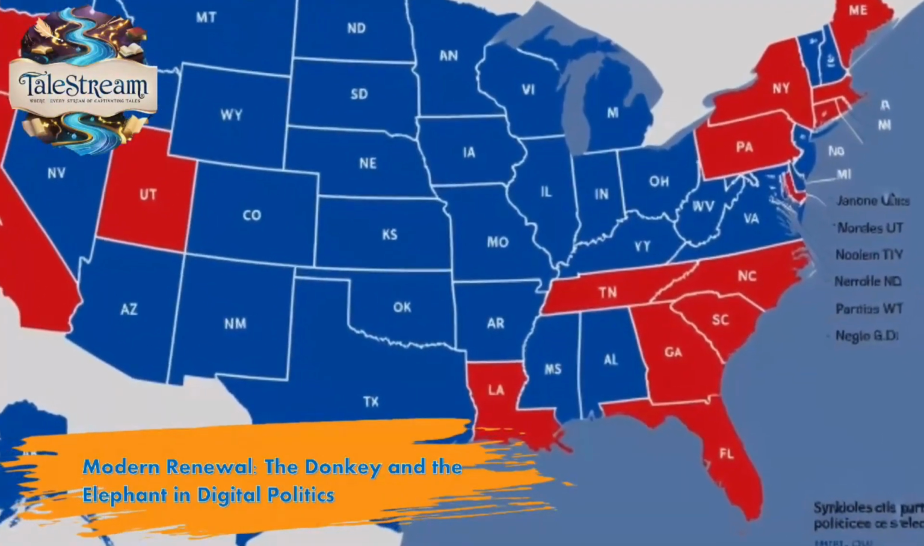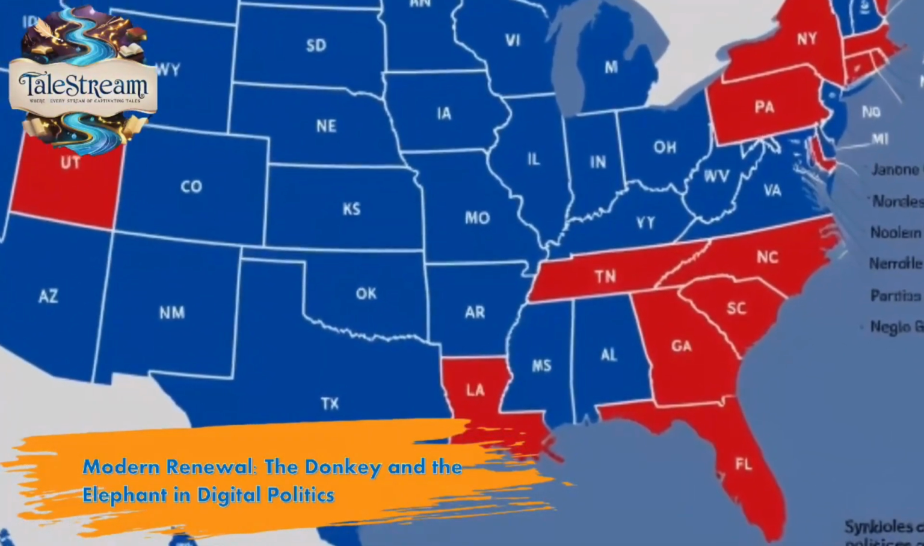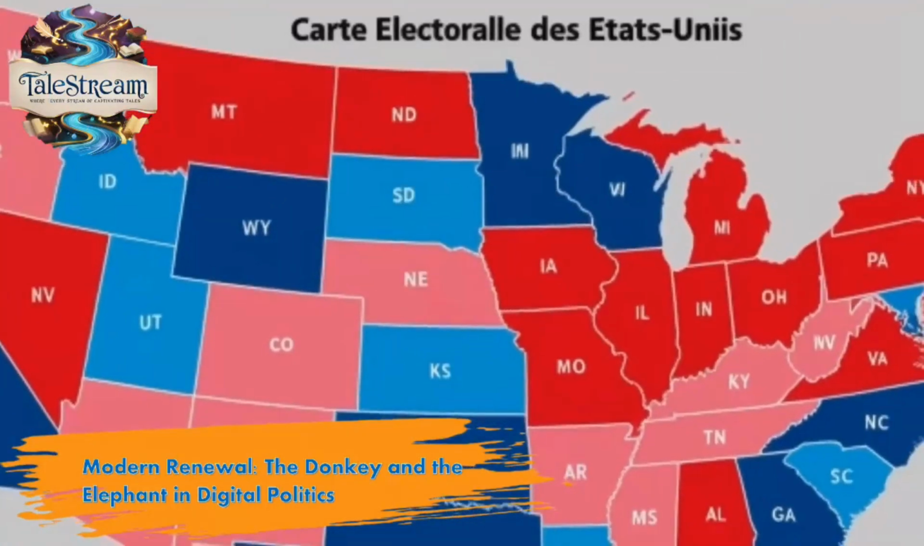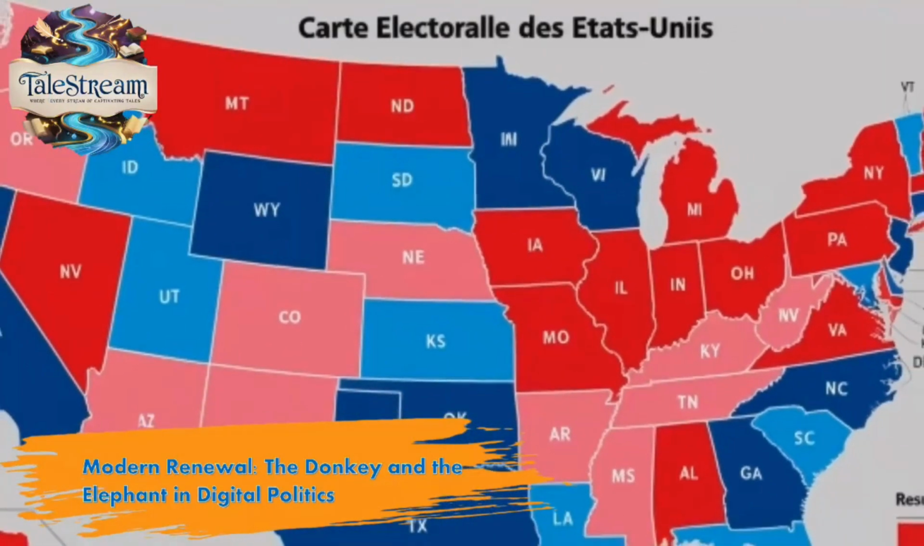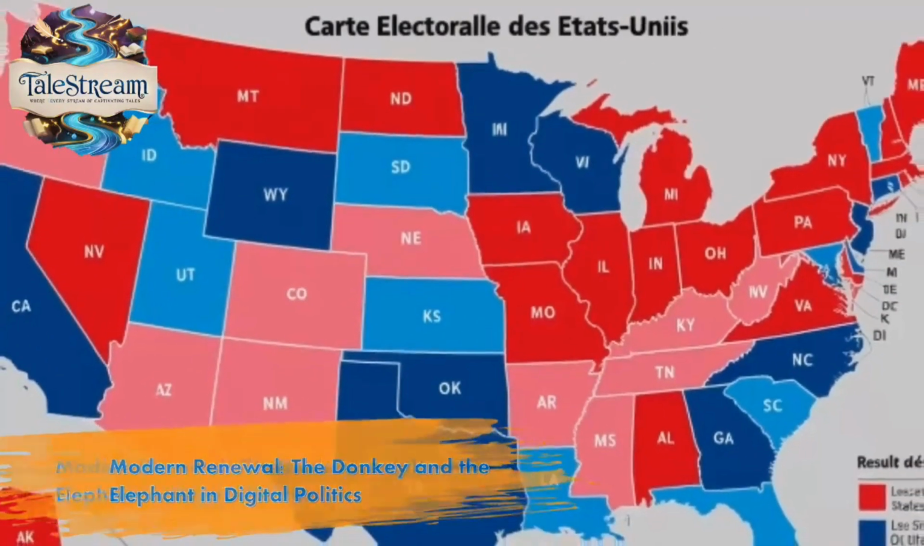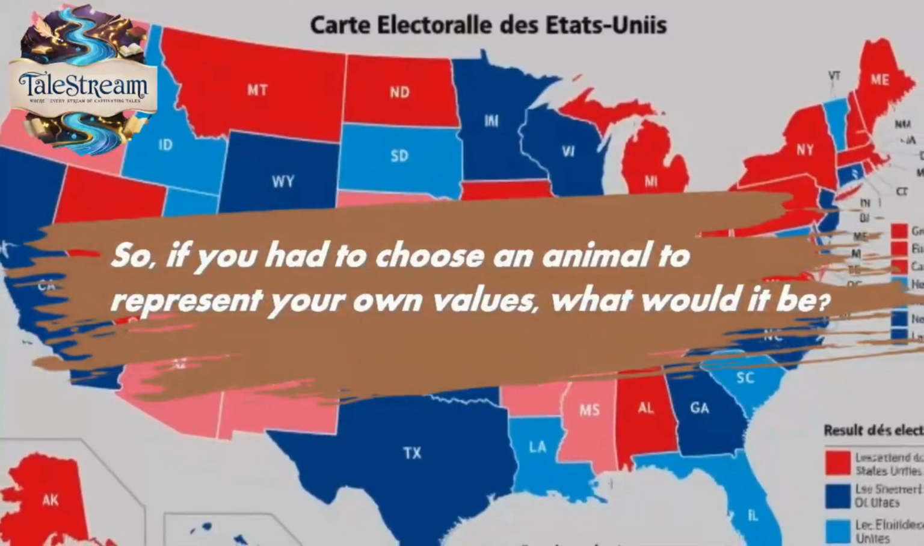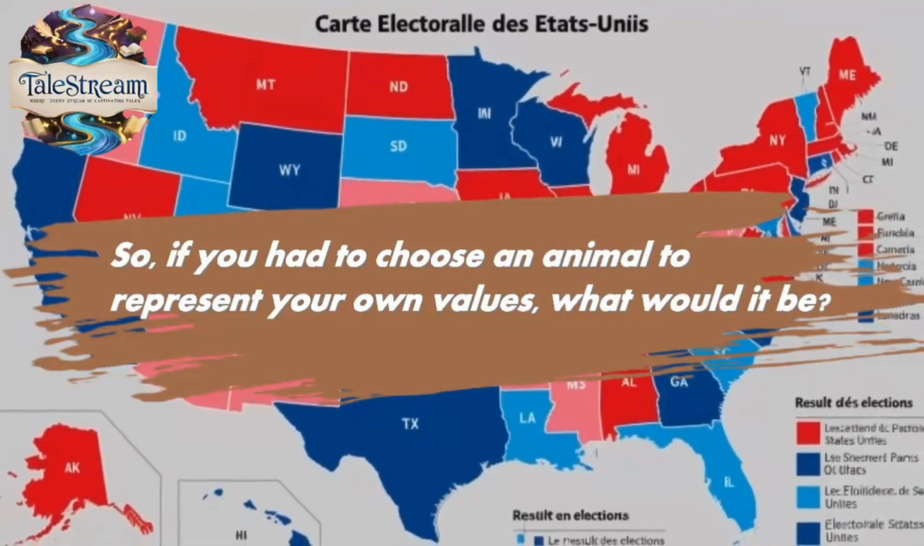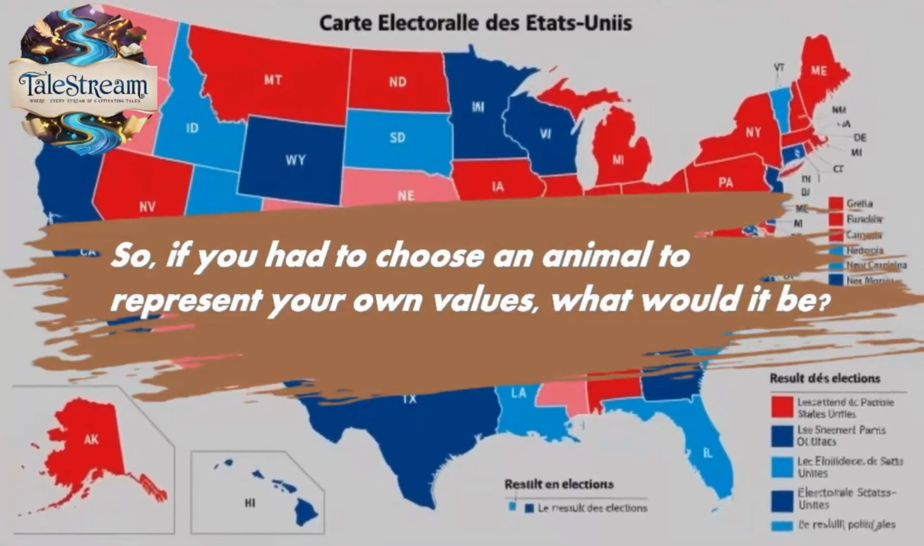By exploring this unique history, we see how the image of an animal can convey entire ideologies, deep-rooted values, and a rich political culture. So, if you had to choose an animal to represent your own values, what would it be?